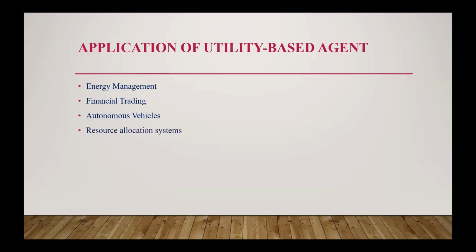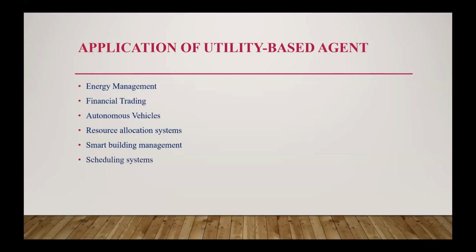Next one is resource allocation. Here, balancing the machine's energy consumption and production goals. It has to consider these utilities. Next one is smart building management. In this case, the utility function we have to optimize or maximize is between the comfort, energy efficiency and maintenance cost. So here we have to think about this utility, how to maximize.